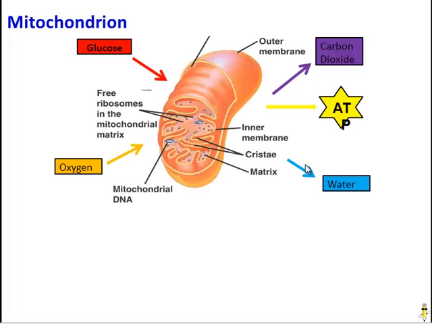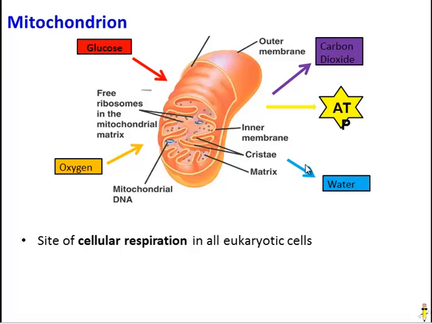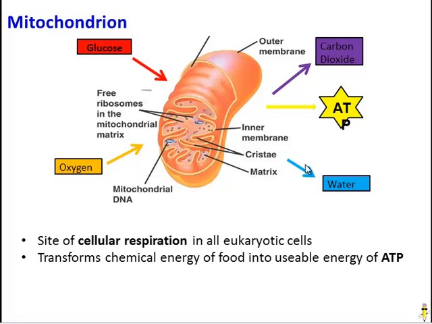The mitochondrion is also an energy-producing organelle, but unlike the chloroplast, we would find this in all eukaryotic cells: plants, animals, fungal cells, protist cells. And the job of this is to transform the chemical energy in food, namely glucose, into usable energy, ATP. And during that process, it also takes in oxygen, and it releases water and CO2 as a waste.